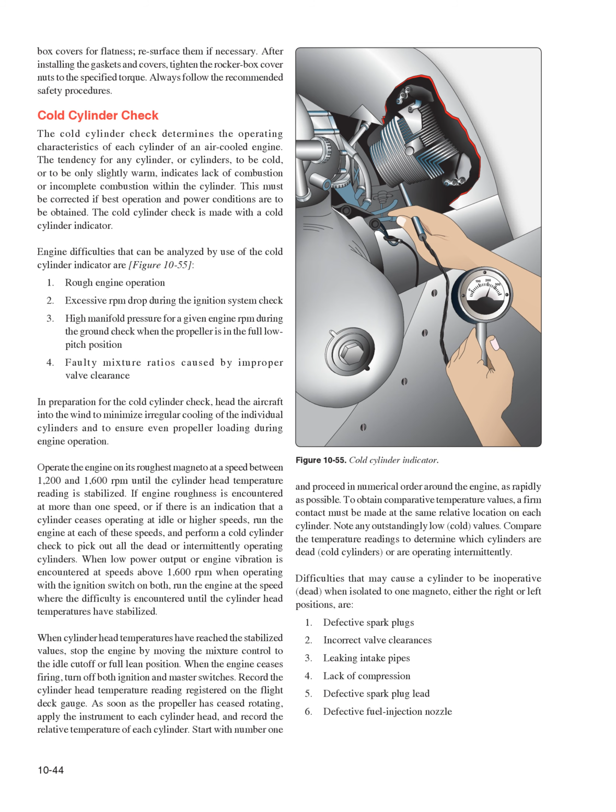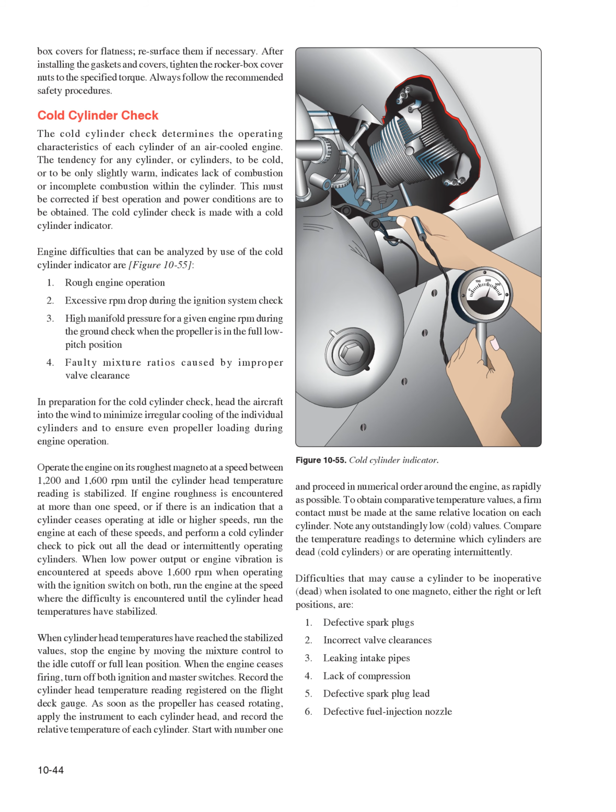When low power output or engine vibration is encountered at speeds above 1,600 revolutions per minute when operating with the ignition switch on both, run the engine at the speed where the difficulty is encountered until the cylinder head temperatures have stabilized. When cylinder head temperatures have reached the stabilized values, stop the engine by moving the mixture control to the idle cutoff or full lean position. When the engine ceases firing, turn off both ignition and master switches.